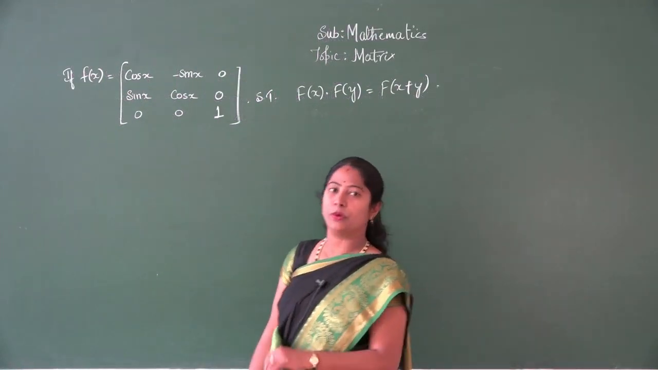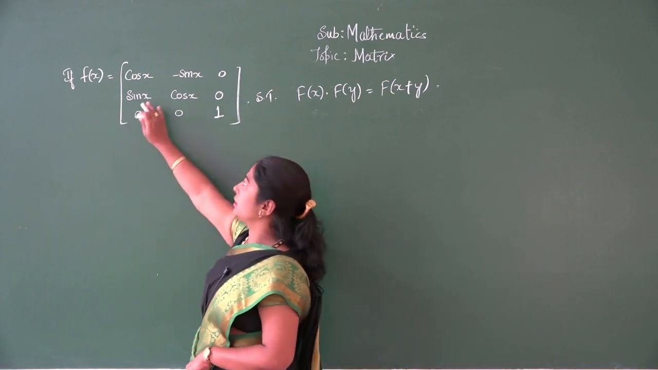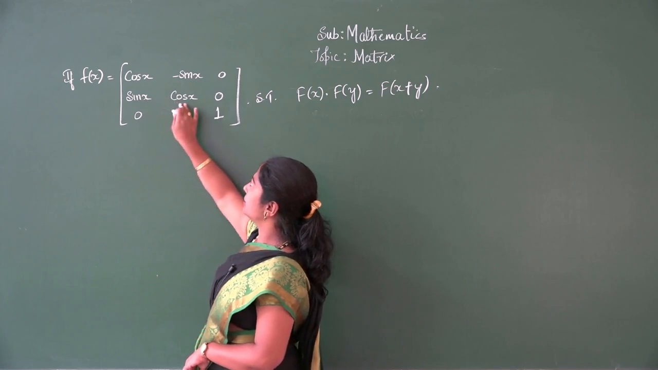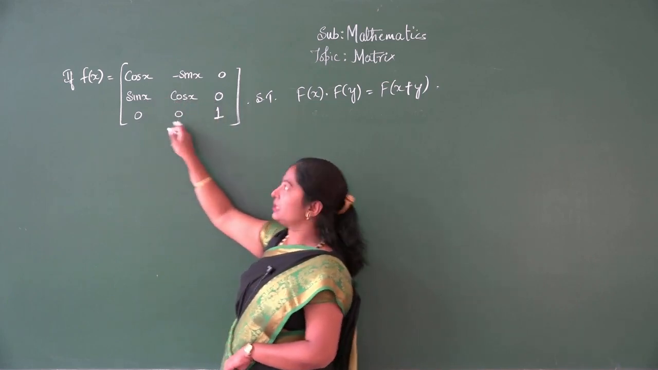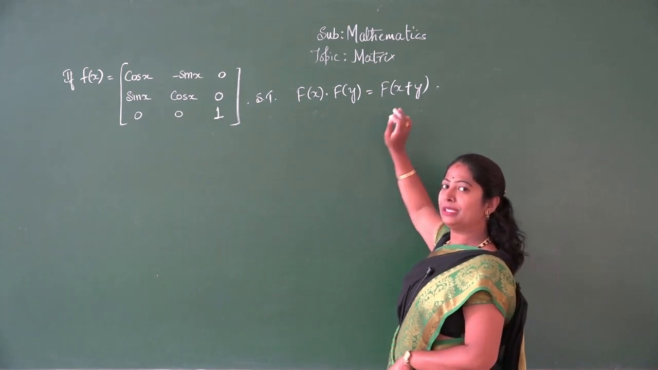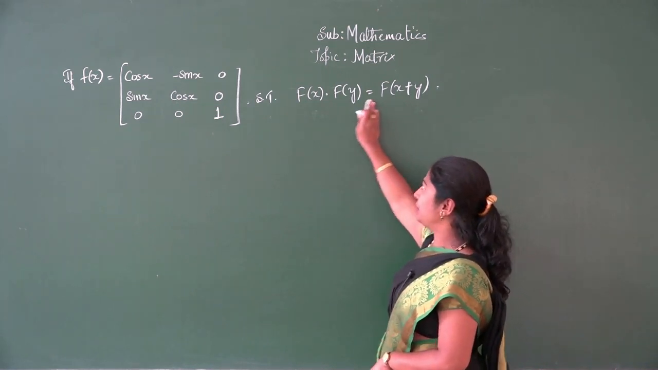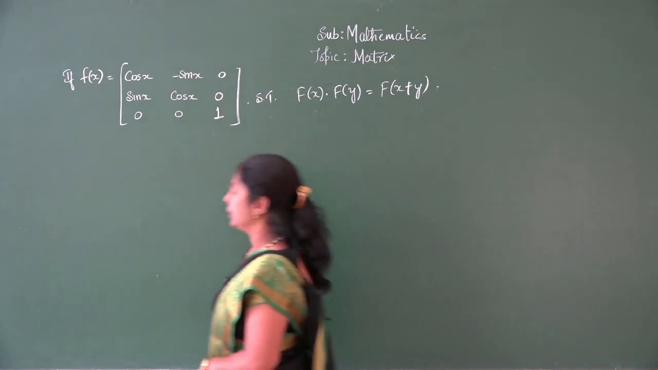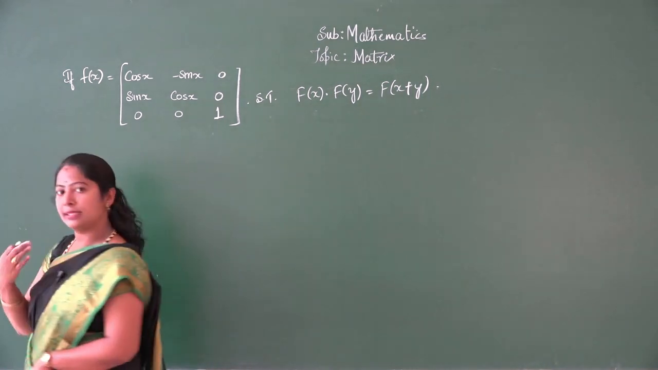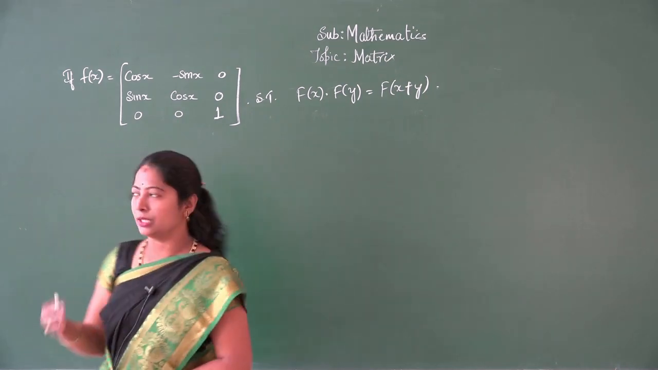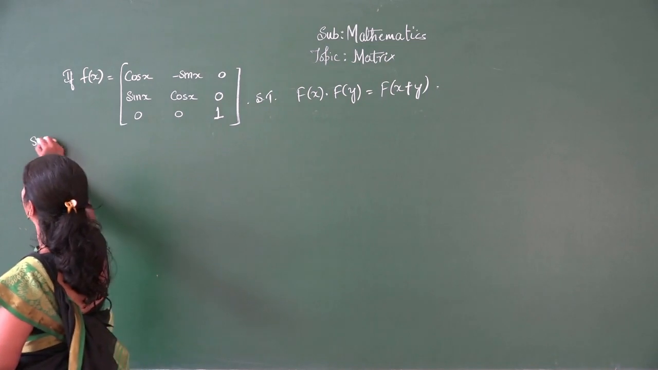Moving on to the next problem. If f of x is equal to the matrix cos x, minus sin x, 0; sin x, cos x, 0; 0, 0, 1, we are supposed to show that f of x into f of y is equal to f of x plus y. That is, LHS is equal to RHS. Now, you can consider LHS and prove it is equal to RHS, or vice versa. So, here I will consider RHS.